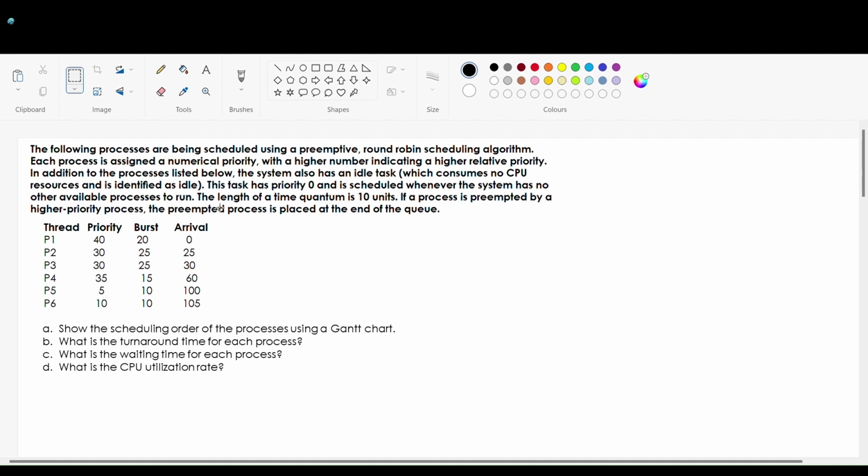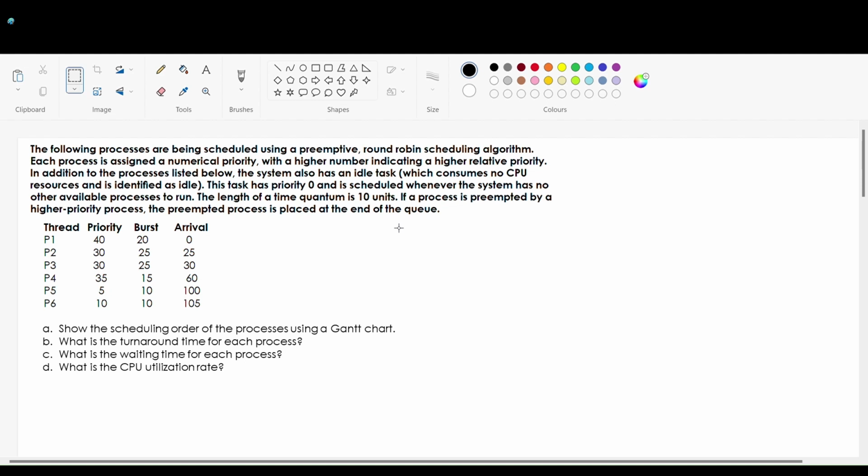The length of the time quantum is 10 units. So the quantum is 10, right? If a process is preempted by a higher priority process, the preempted process is placed at the end of the queue. If a high priority process enters the system, then the high priority process will execute first.